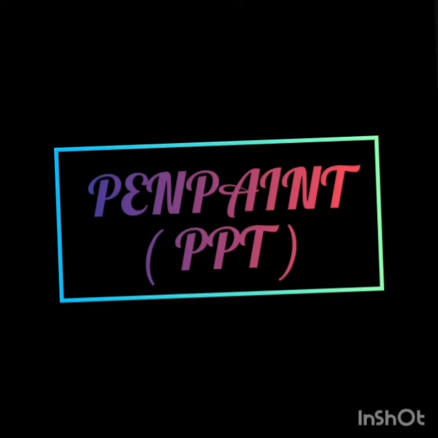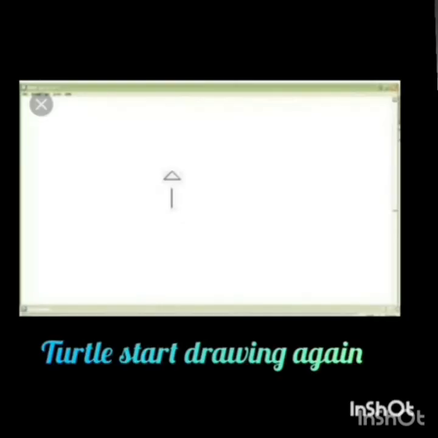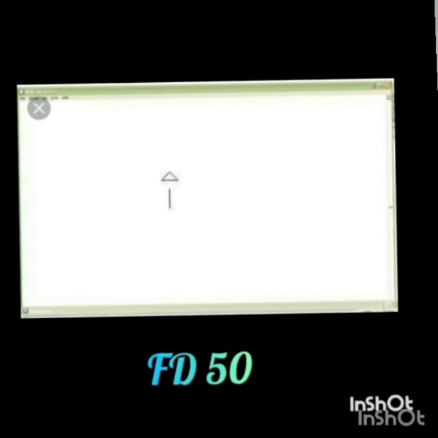Next is the Pen Paint command. Its short form is PPT. This command is used after the PE or the PU so the turtle starts drawing again. The PPT command is followed by another command. For example, PPT, then forward 50. So here we have seen how the pen paint command has worked. After giving the PPT command, the turtle starts drawing again.